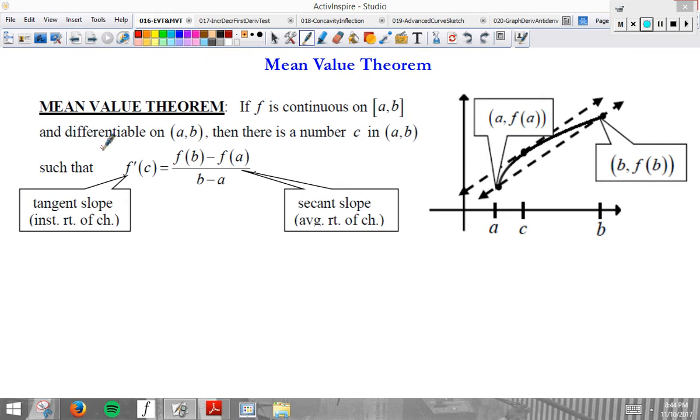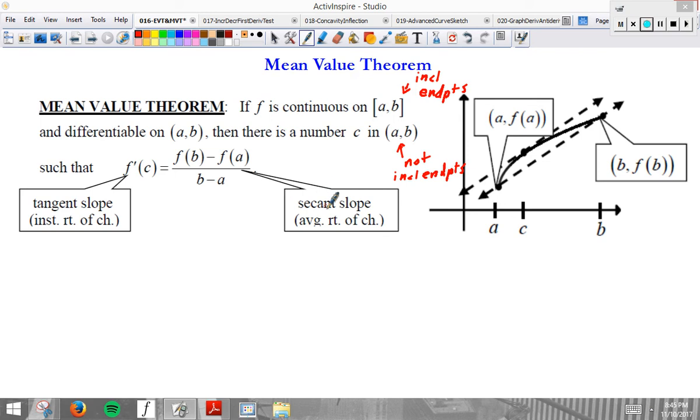So, mean value theorem says that if f is continuous on the closed interval, and we should note that this means including endpoints, and differentiable on the open interval, meaning f prime exists and is a nice number, then there is some number c in the open interval. Again, that means not including endpoints. That's a common source of error. Such that f prime equals this average rate of change expression.